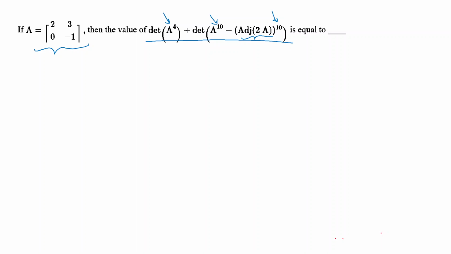The thing about these questions, when you have A to the power 4, A to the power 10, sometimes you can also have A to the power 2000, a very large power. So basically you are multiplying a matrix again and again a large number of times. In these kinds of questions, I personally believe that you should be able to figure out the pattern. So it's about pattern recognition.